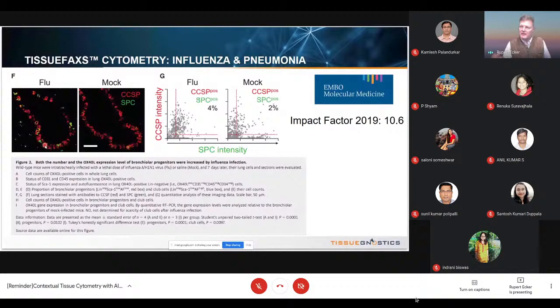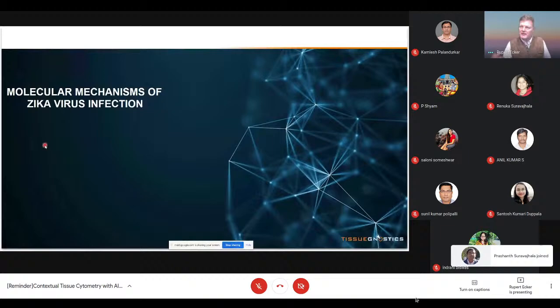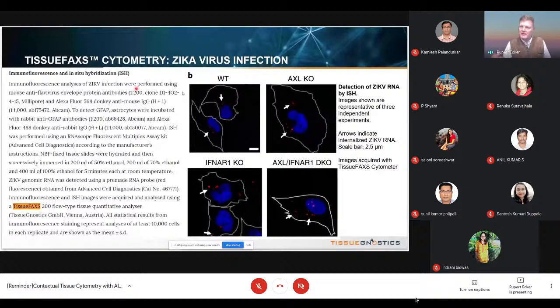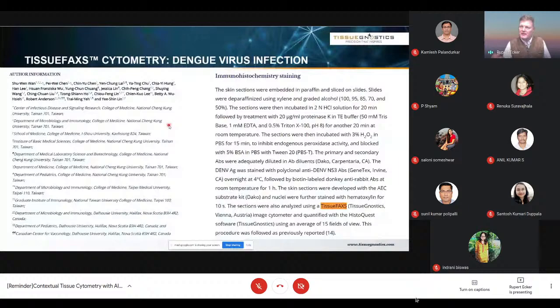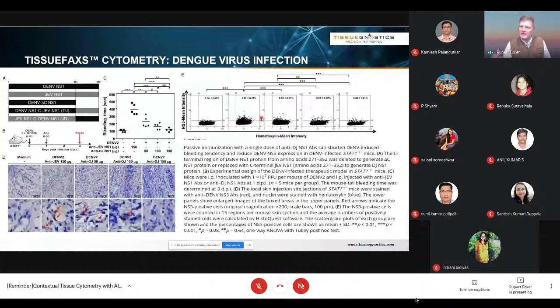And in another publication, Zika virus was analyzed. And here, individual virus particles were quantified per single cell. Or dengue virus. And with this application, I would like to emphasize that with this tissue cytometry approach, we can not only quantify markers which are expressed on 50% of all cells, no, we can really look into minor cell populations, right? You see here 0.06, 1.39, 0.55% of all cells are positive for this dengue virus. So it's a very detailed and in-depth analysis, which is on the single cell level, in situ, and quantitative.